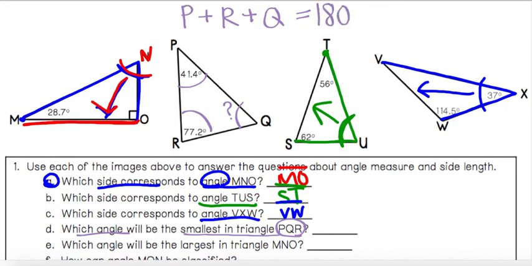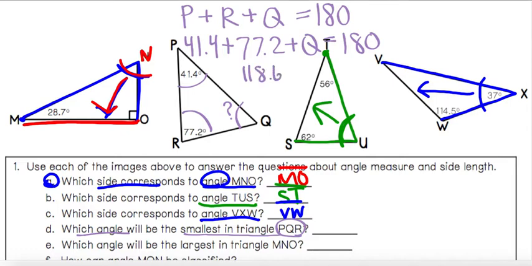degrees. So if I were to plug in, my angle for P is 41.4 plus angle R is 77.2 plus Q equals 180 degrees. Now as I solve this, I combine like terms, right? And I can combine 41.4 on the calculator plus 77.2 gives me 118.6 plus Q. That equals 180 degrees.